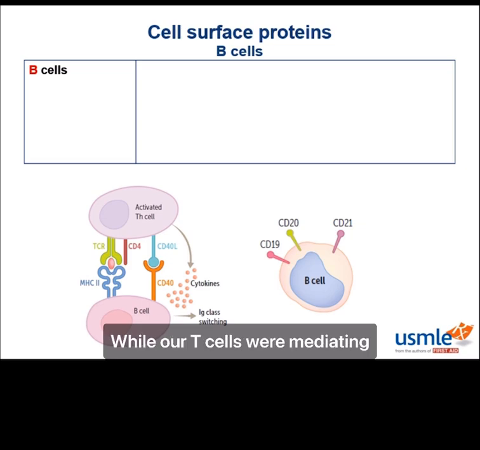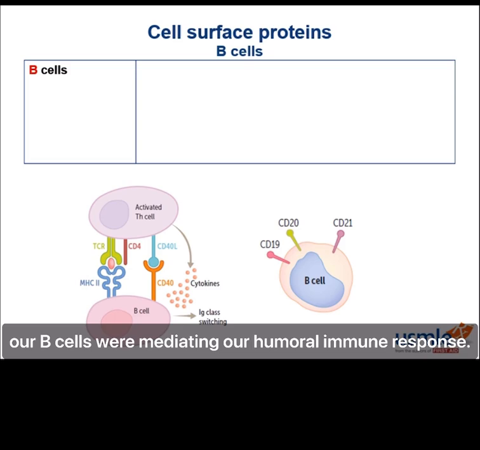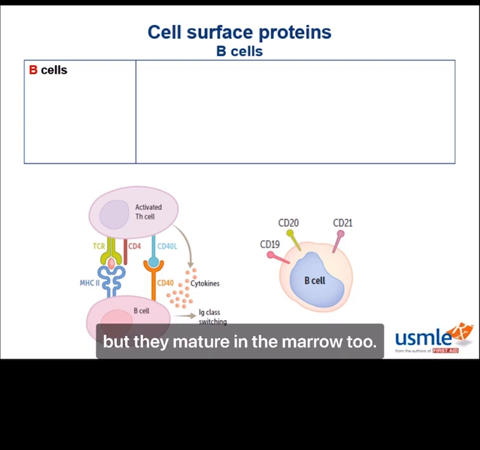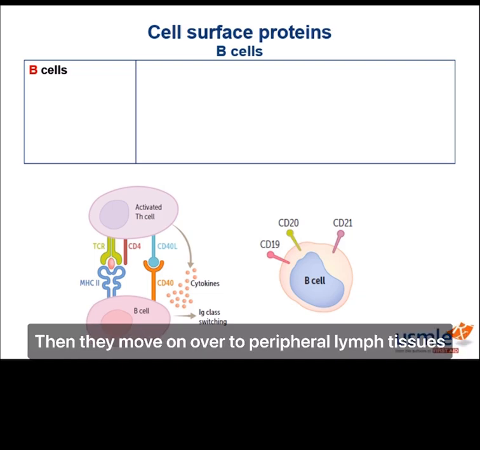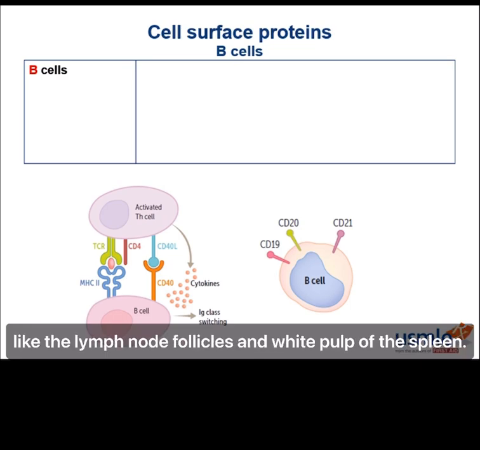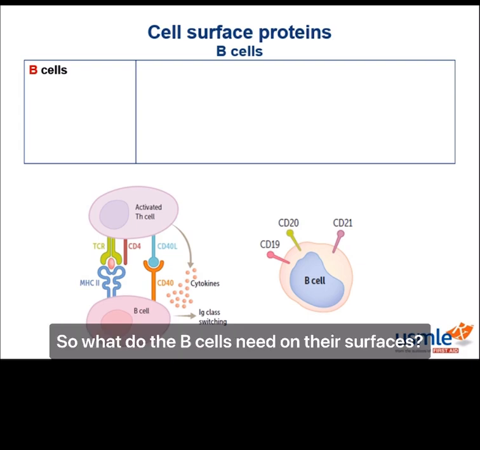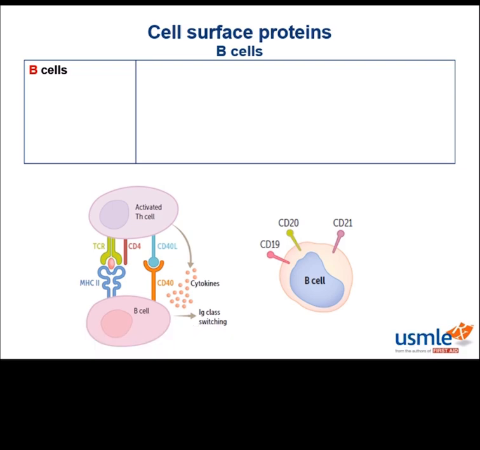While our T cells were mediating our cellular immune response, our B cells were mediating our humoral immune response. They also originate from stem cells in the bone marrow, but they mature in the marrow too. Then they move on over to peripheral lymph tissues, like the lymph node follicles and white pulp of the spleen. When B cells meet up with an antigen, they differentiate into plasma cells, which make antibodies and memory cells.